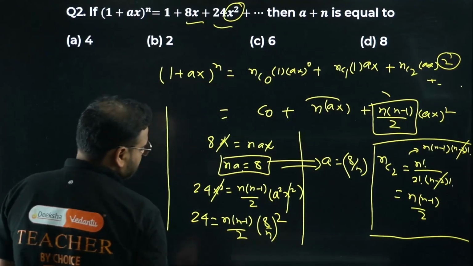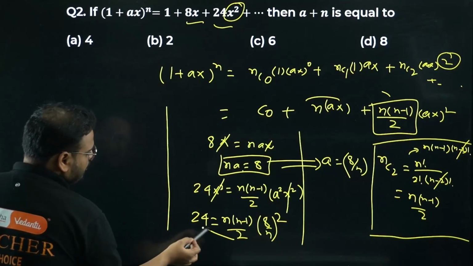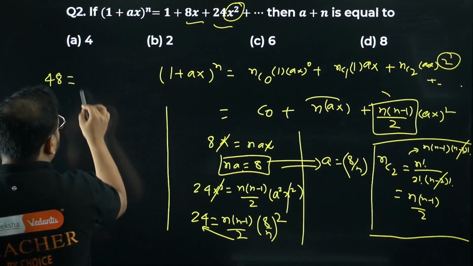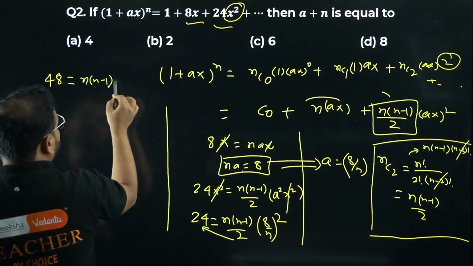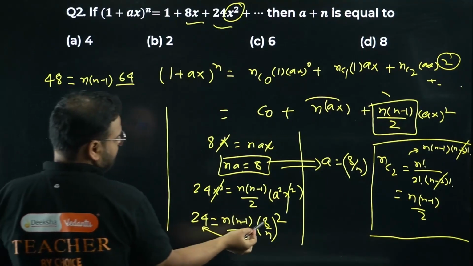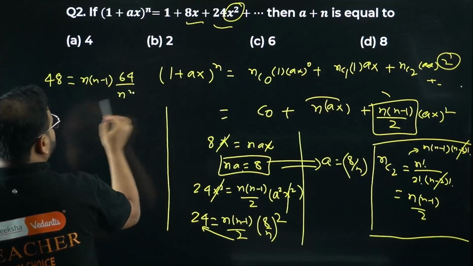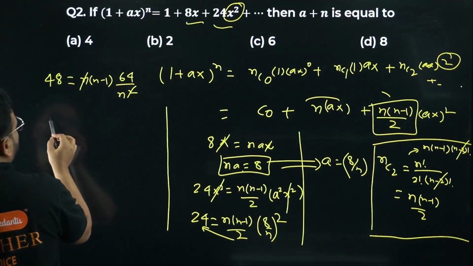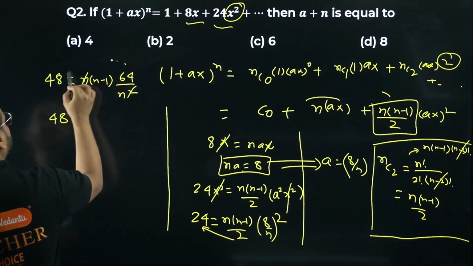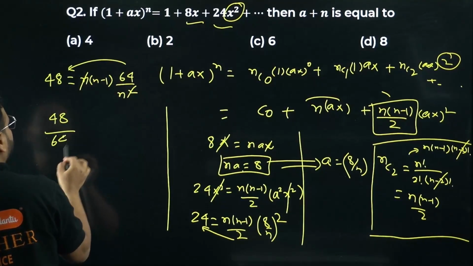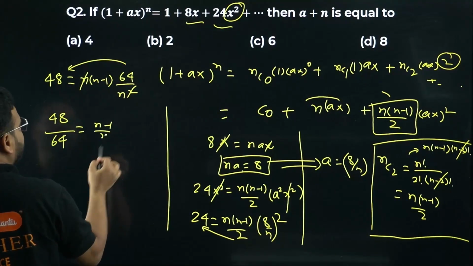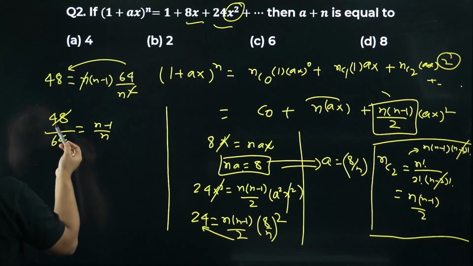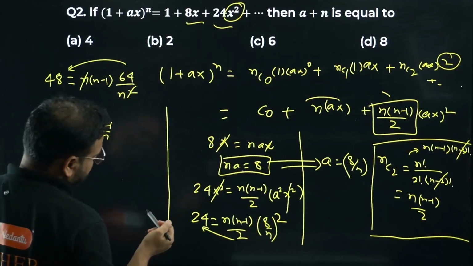Let's proceed with this simplification. We can multiply 2 on this side, cross multiplication, we get 48 equals n times (n minus 1) times 64 by n square. This and this is cancelled. Before I cross multiply, I'll move 64 on this side. It will become 48 by 64 equals (n minus 1) upon n. So I can write here, please check, 48 by 64.